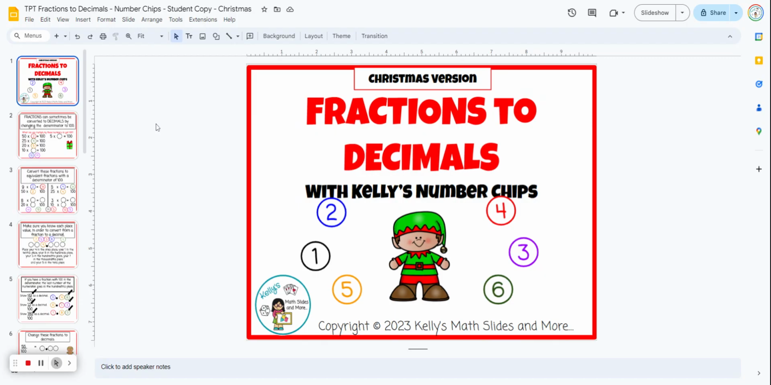So this is the Christmas version of fractions to decimals with number chips.